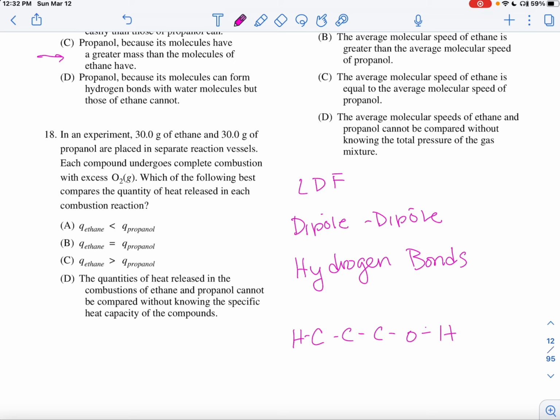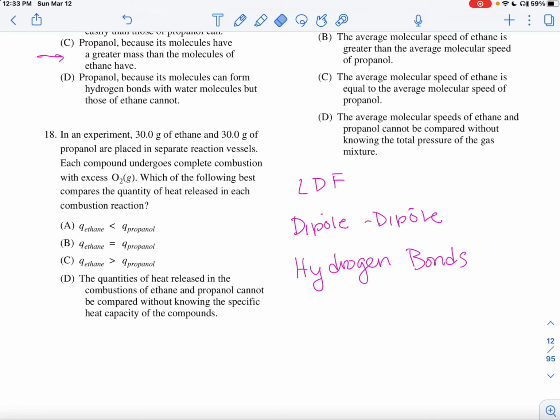I'm not going to draw all the extra H's because we just don't care about them very much. But you think of a sample of propanol, you have a whole bunch of propanols everywhere, right? These are all attracted to each other, and what water is going to try to do is break that up. Okay, that's dissolving, right? It breaks up the individual molecules.